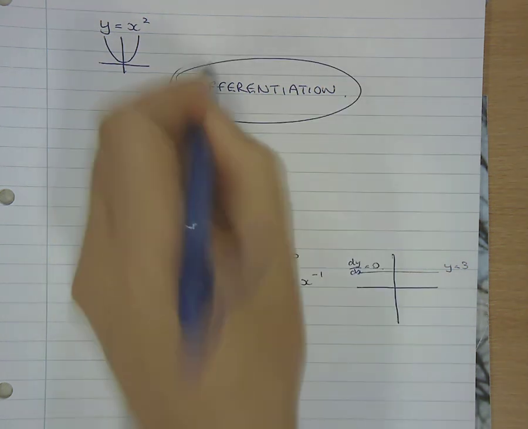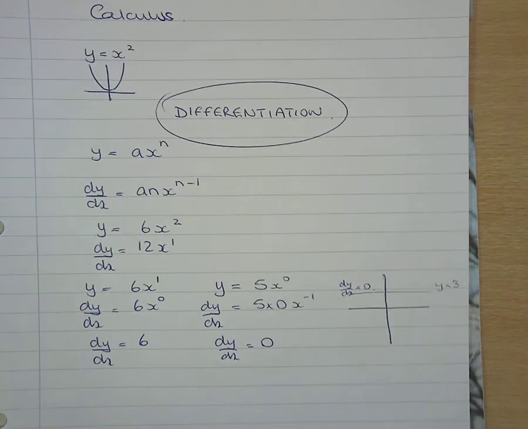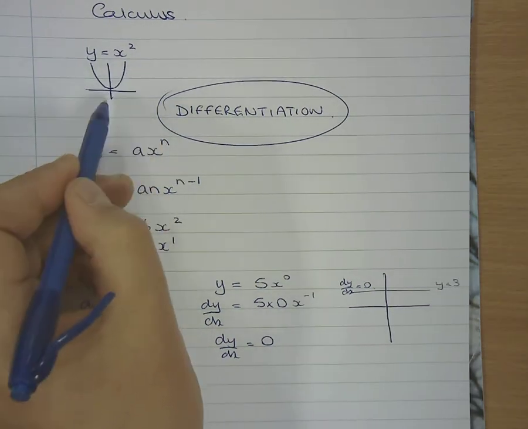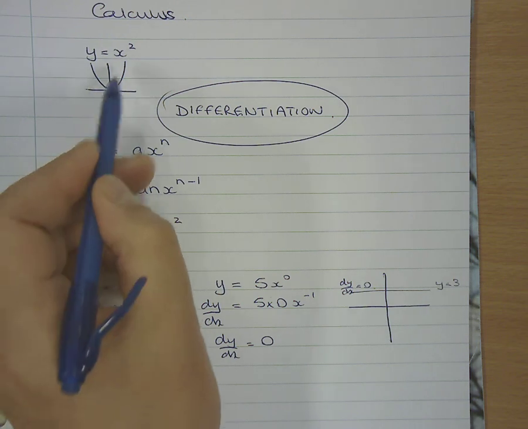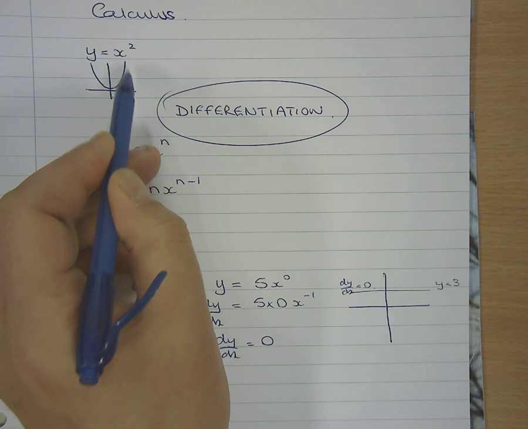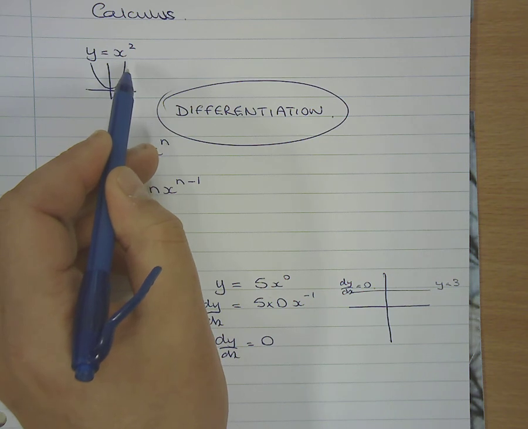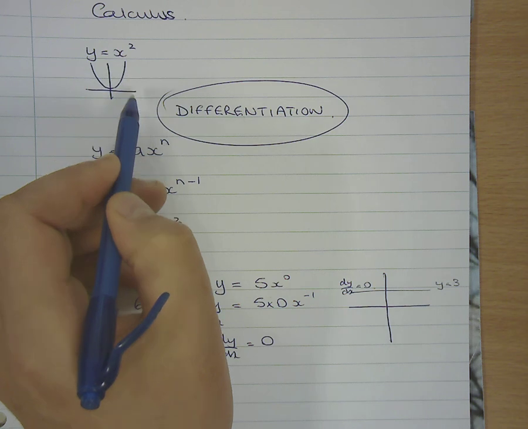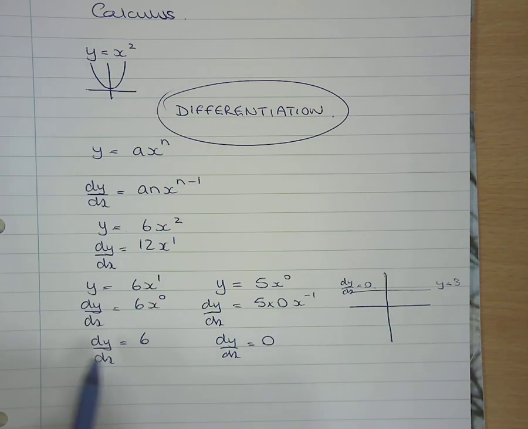Other things that we're going to have to do by differentiation are find the equation of a tangent at a particular point, or find the gradient of the line at a particular point, or find the points at which the gradient is a certain value. And there will be examples of questions like those in the following videos.